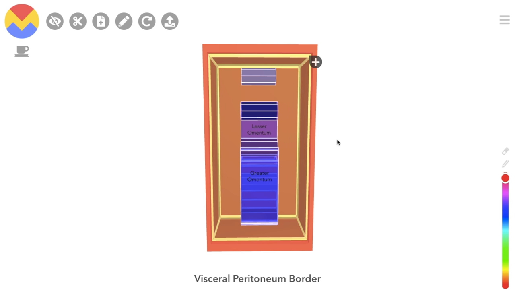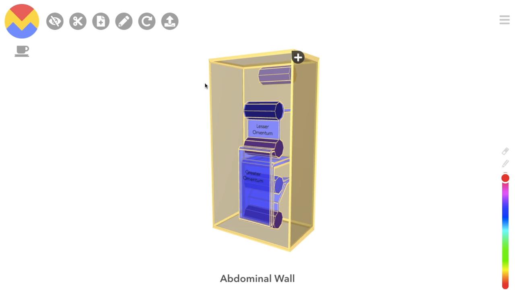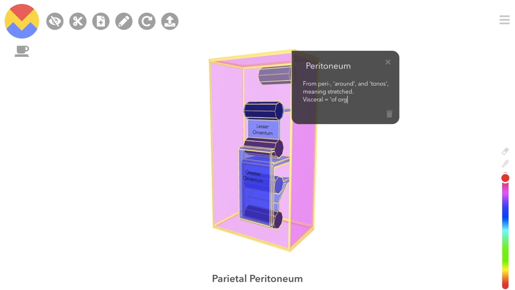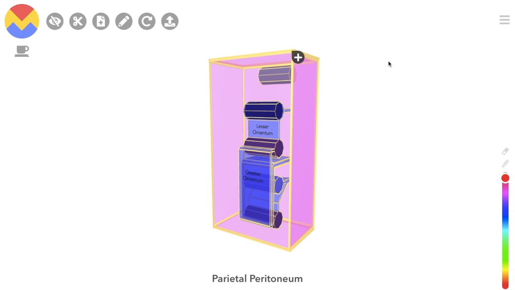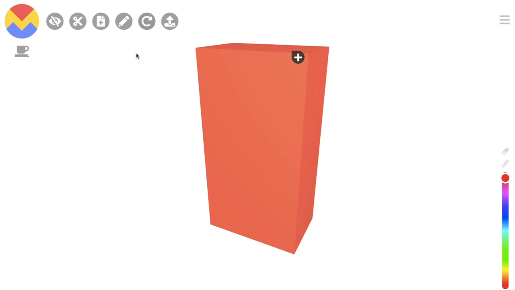As we mentioned before, its subcategories are visceral peritoneum, that's in blue, and then parietal peritoneum, which is in tan. Visceral means of organs, and parietal means of walls. Visceral peritoneum is adhered to abdominal organs, while parietal peritoneum is adhered directly to the abdominal wall.